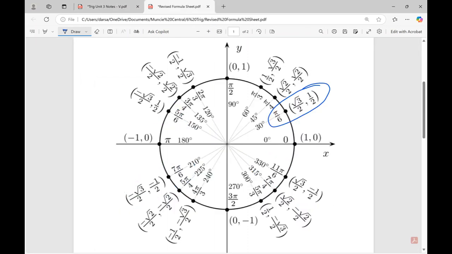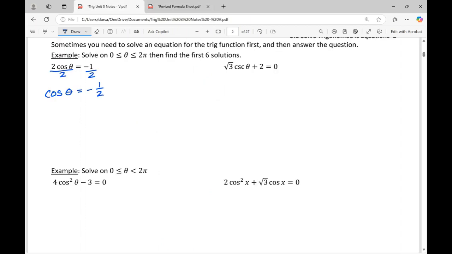Now we can take a moment and look at our unit circle and ask, where is the cosine equal to -1/2? Remember, cosine is our x value. So that is happening at the two angles of 2 pi over 3 and 4 pi over 3. So our answers will be 2 pi over 3 and 4 pi over 3.